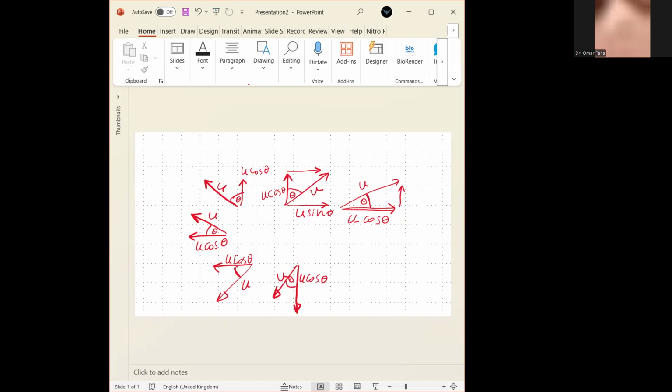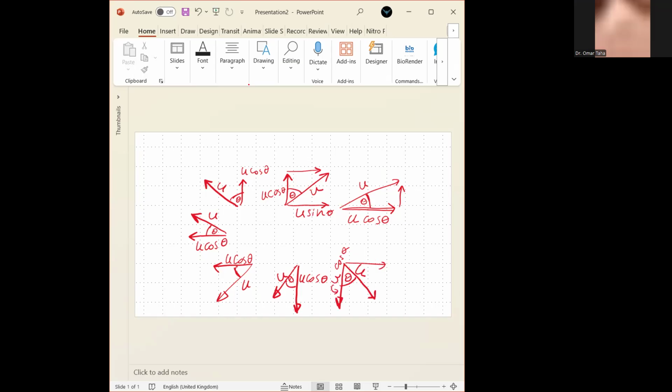All right, moving forward a little bit. I'm just trying to apply it to all possible scenarios. If it's going that way, this is u, and this is the angle theta over here. So this is going to be u cos theta again. This one is going to be u cos theta, and the other one over there is going to be u sine theta.